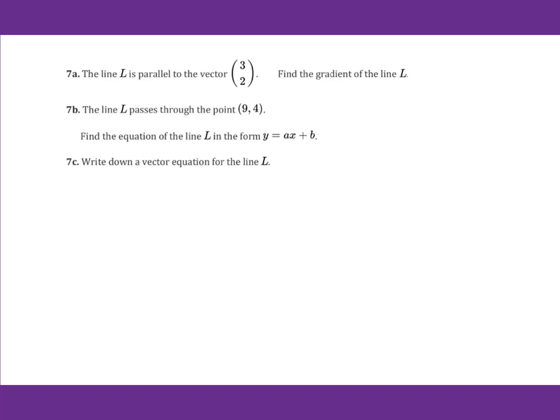Let's go to 7a. The line L is parallel to this vector. Find the gradient of the line L. The gradient means the slope. Since this line is parallel to the vector, the direction vector will be 3, 2. That is x, y. So the slope equals y over x, that's 2 over 3.